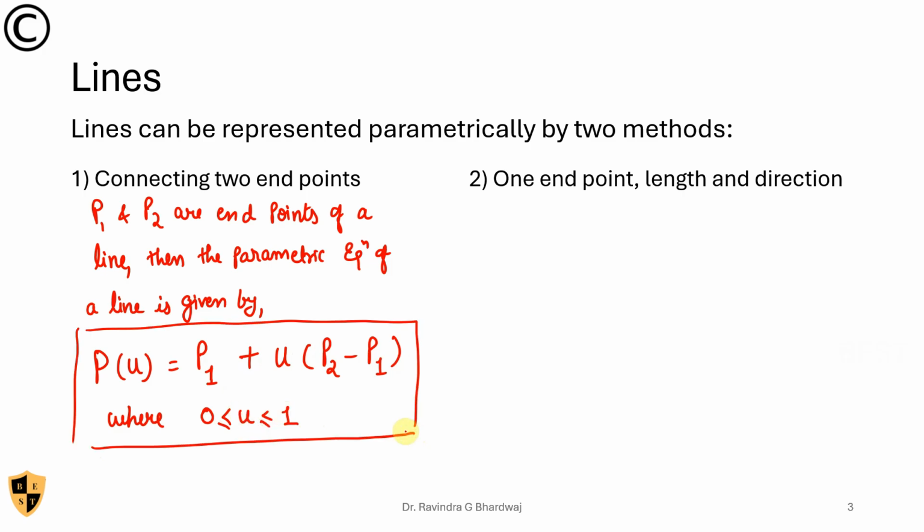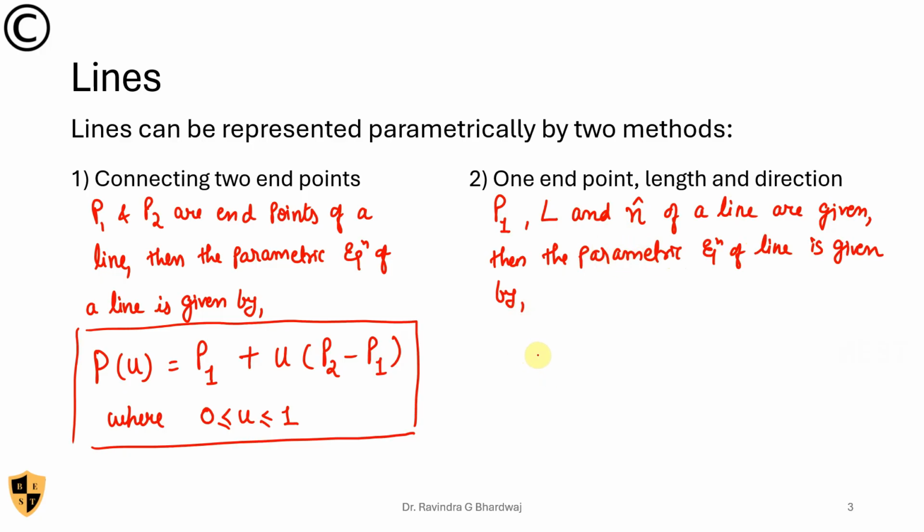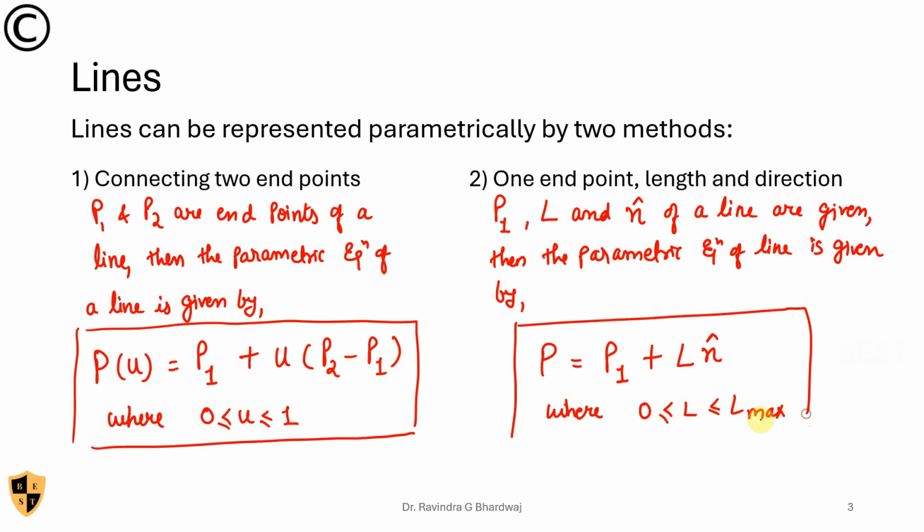The second method is that we are given one endpoint, the length of a line, and the direction vector. Then the parametric equation of the line will be given as P equal to the first point given to us, point P1, plus L, the length of the line, times the unit vector, which is nothing but the direction, where this L ranges from 0 to L max. So these two methods we have seen.